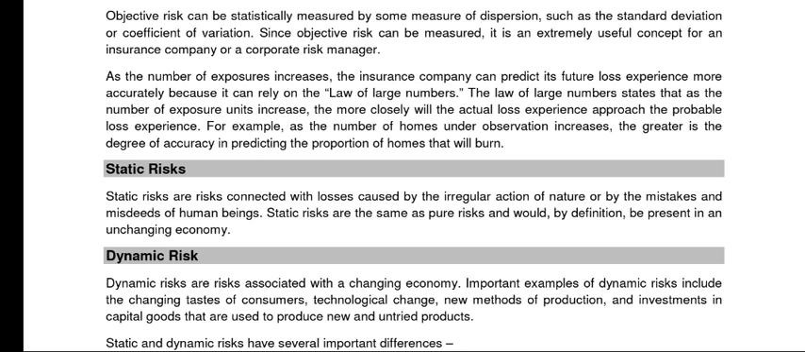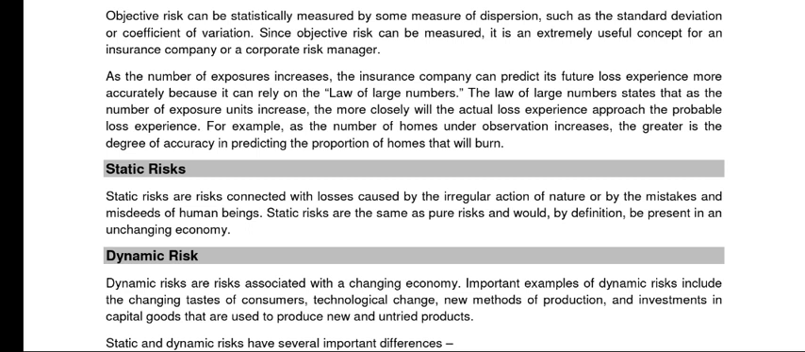The law of large numbers states that as the number of exposure units increases, the more closely will actual loss experience approach the probable loss experience. For example, as the number of homes under observation increases, the greater is the degree of accuracy in predicting the proportion of homes that will burn.